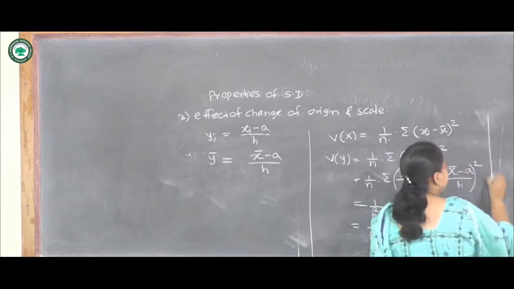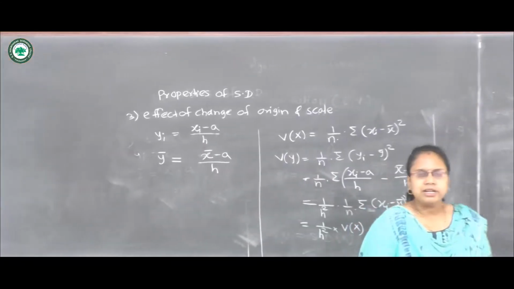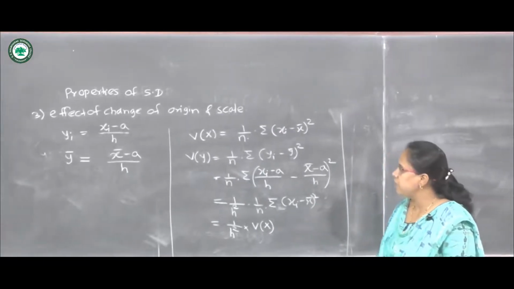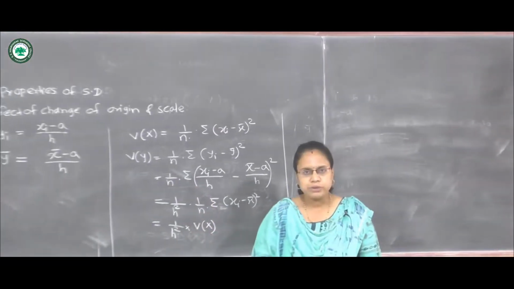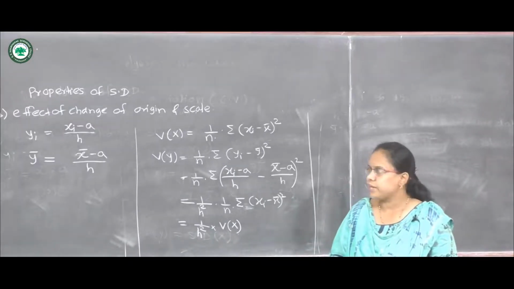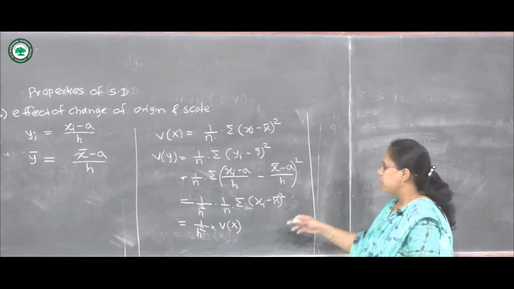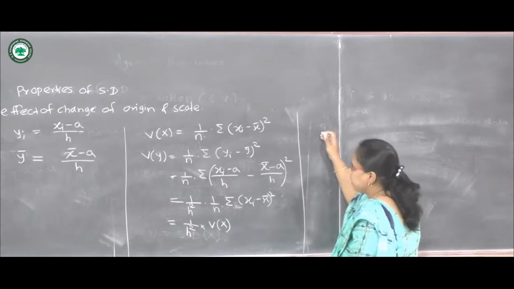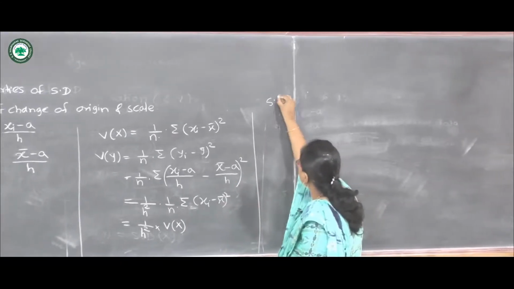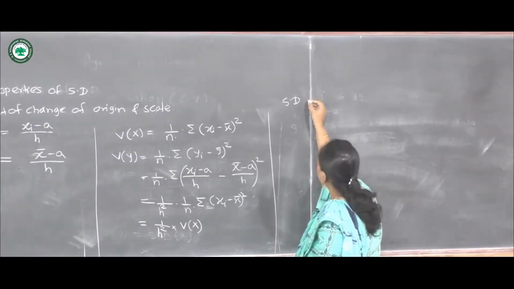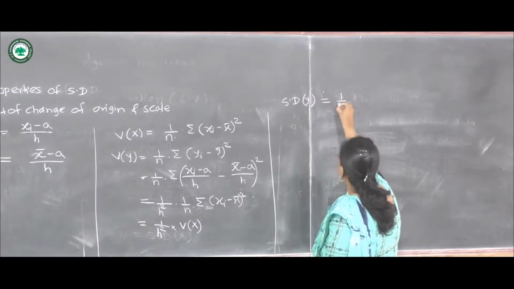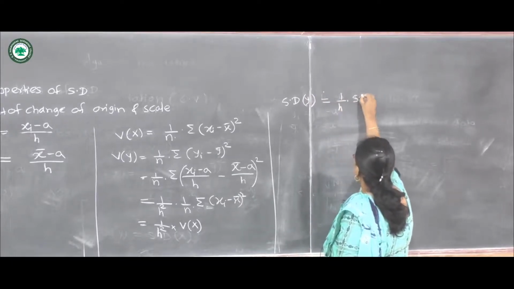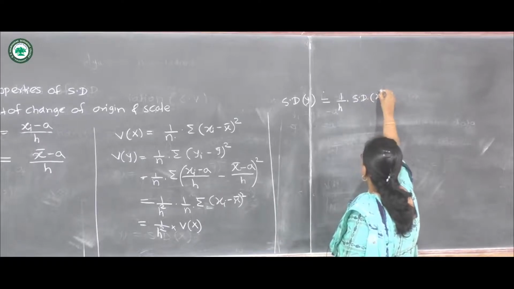Similar proof can be written for standard deviation also. For standard deviation we have to just write all the terms in square root. Also this proof can be written for group type of data. So for standard deviation of y, if we calculate, then it will be 1 upon h into standard deviation of x.